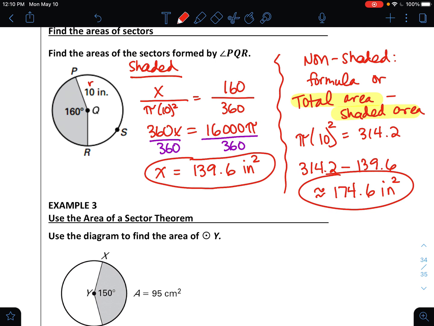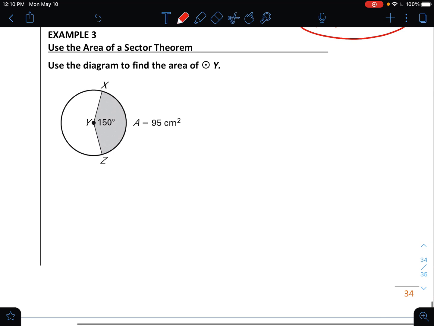All right, now we would get very close to that if we redid the formula. Now again, we're doing some rounding here, so we might be a little bit off due to how we're rounding. All right, let's keep going.